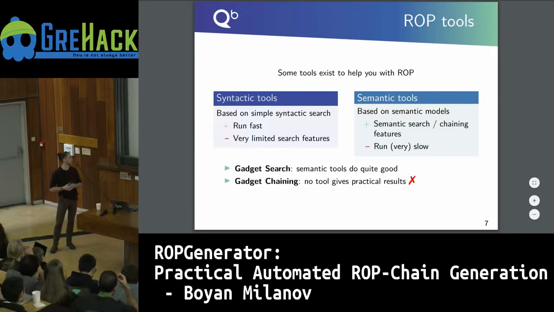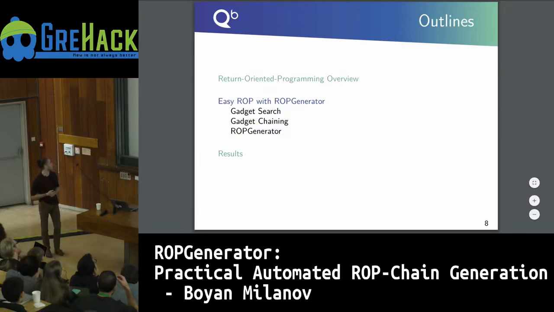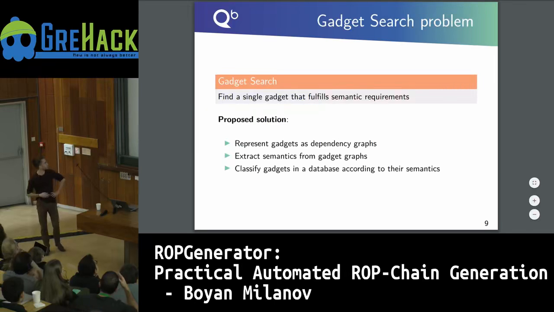So that was the motivation to write ROPGenerator, because we wanted a tool that could do gadget search and gadget chaining in an efficient manner. So let's talk about ROPGenerator. I will show how it solves both of those problems and briefly talk about the implementation also. So gadget search: find a single gadget that fulfills some semantic requirements.